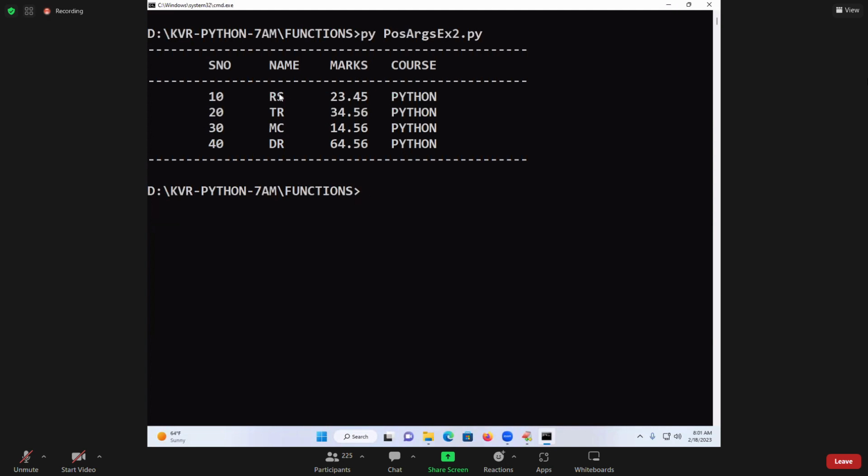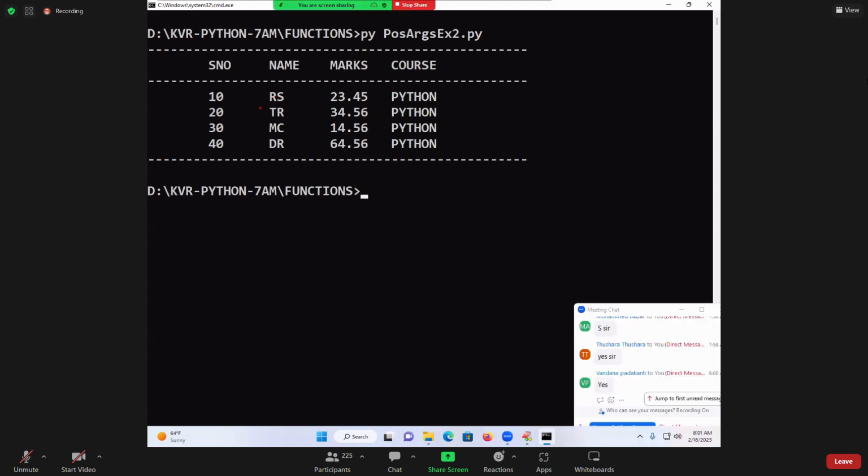What is your understanding here? What is your understanding now? The same value is passing how many times? 4 times you are passing it. Output is coming, looking happy.